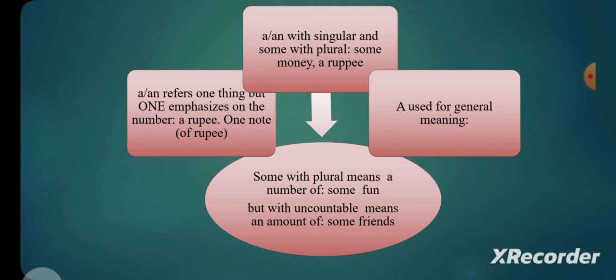Some with plural means a number of. Some fun. We had some fun in class. But with uncountable it means an amount of. Or some friends. Some friends were absent today.